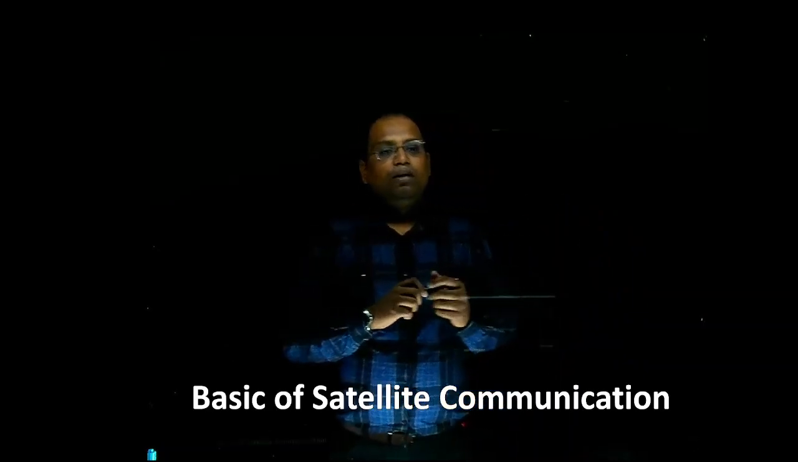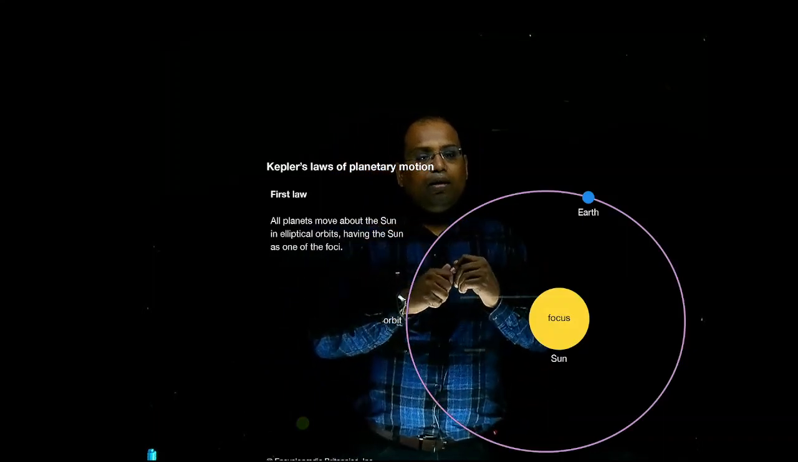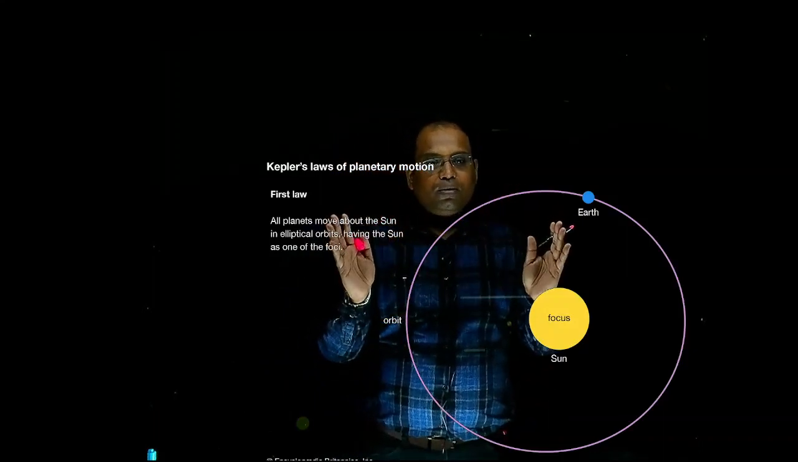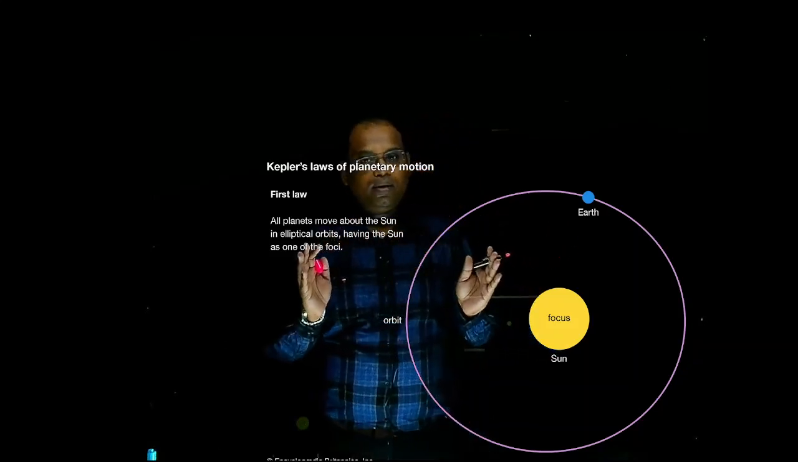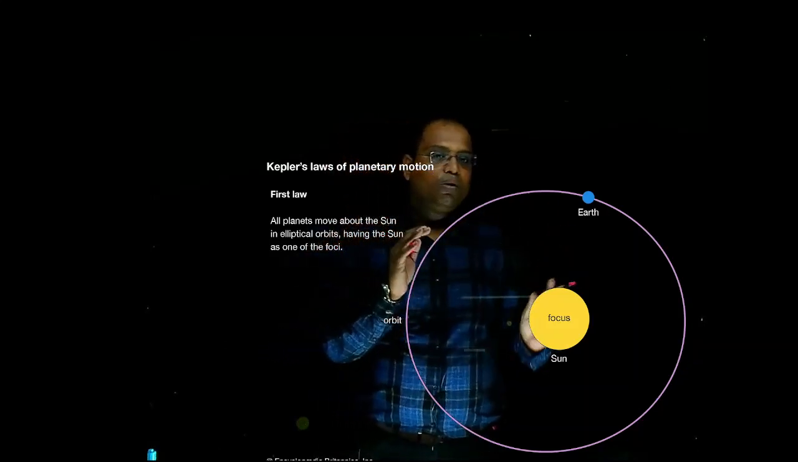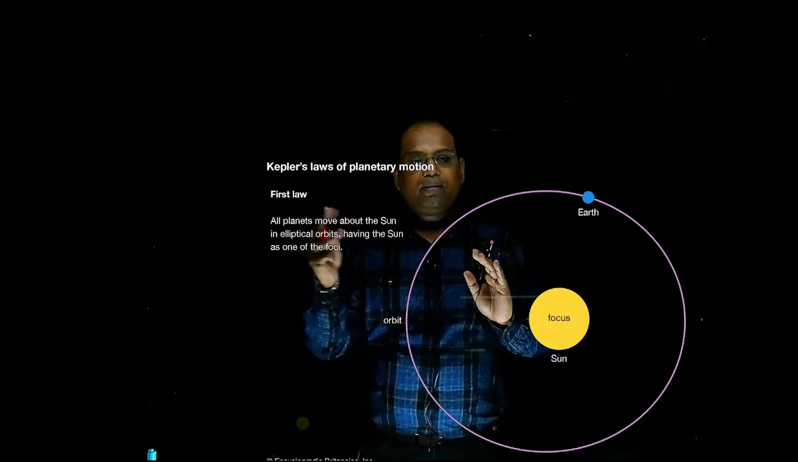Now, there are three fundamental rules through which satellite communication is governed, meaning how a satellite rotates around a planet. There are three basic principles.